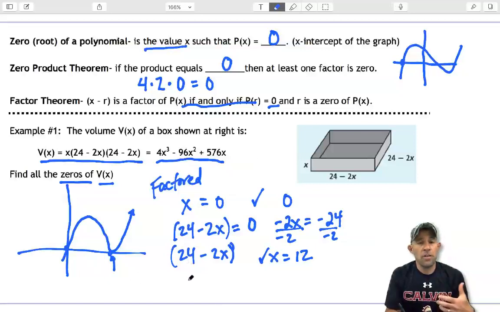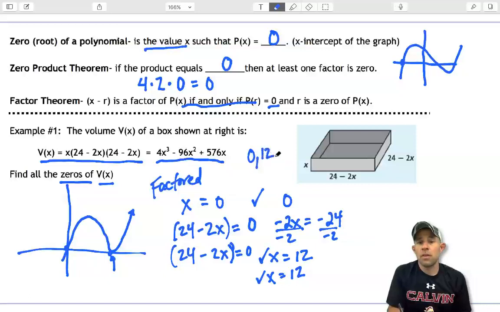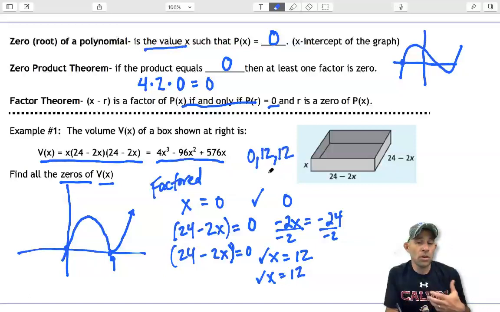Next, our last factor here, 24 minus 2x, it's actually the same as the one above it, so we're not going to work through how to solve that. We're going to end up with the same thing, x is equal to 12. So all zeros of this polynomial are 0, 12, and 12. Now, I'm actually going to list 12 twice. This is going to be known as a double root.